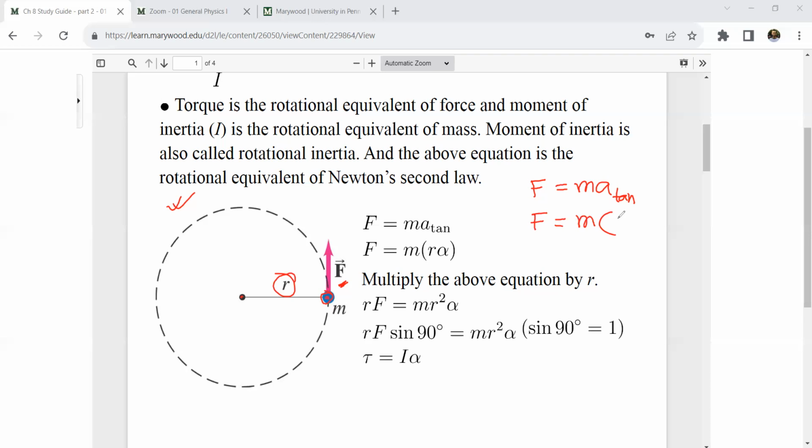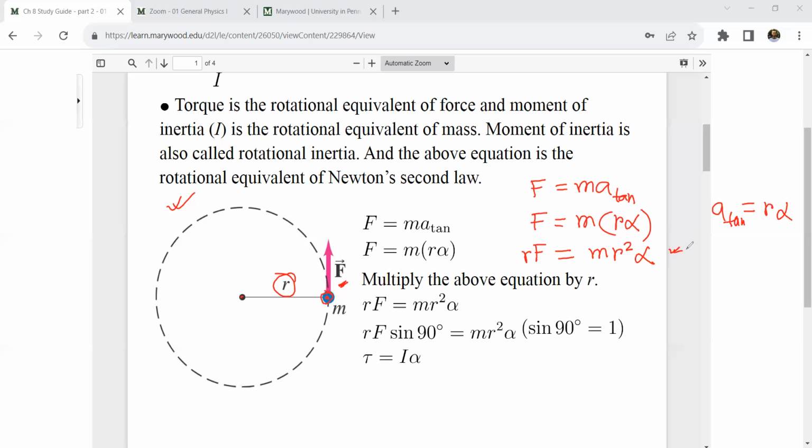Now, in the last lecture, remember that we derived an equation relating a tan and alpha: a tan was equal to r alpha. So if I substitute a tan equal to r alpha, this looks like F equal to m r alpha. Now let's multiply both sides by r, so it will be m r square alpha. We multiply both sides of the last equation by r, and we get this.